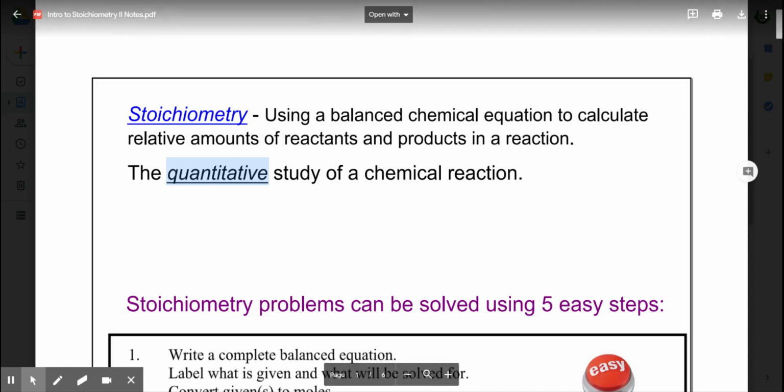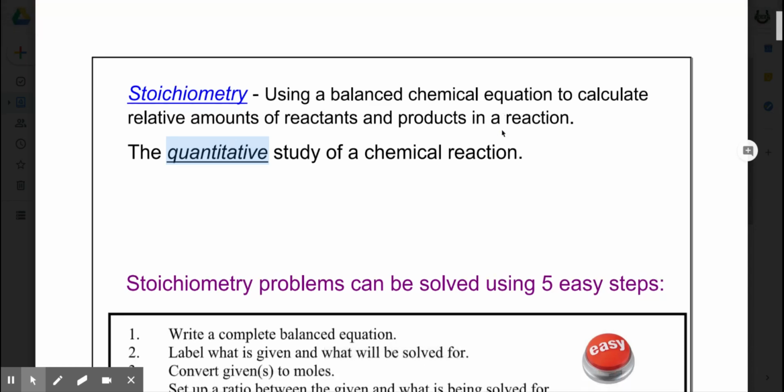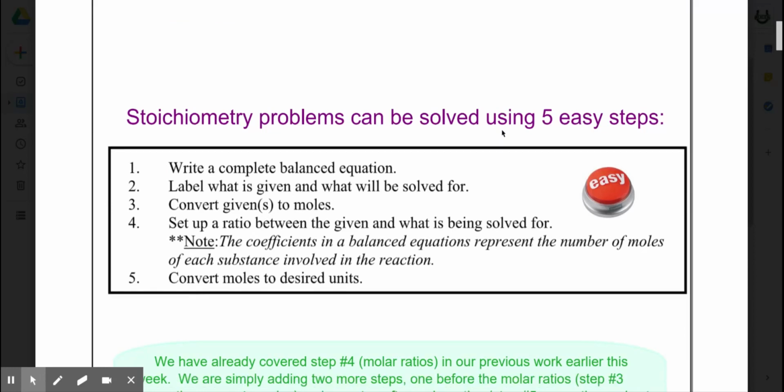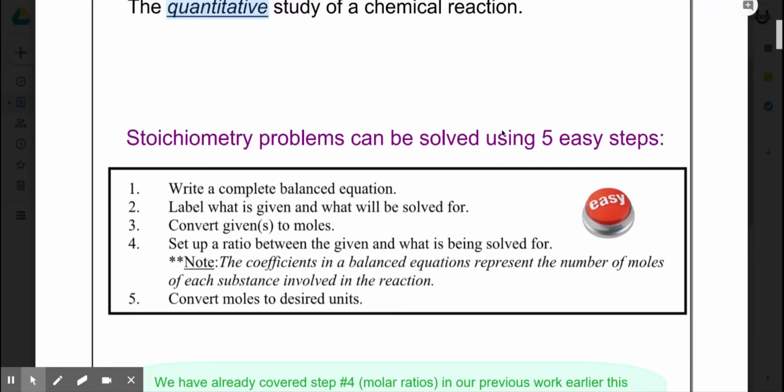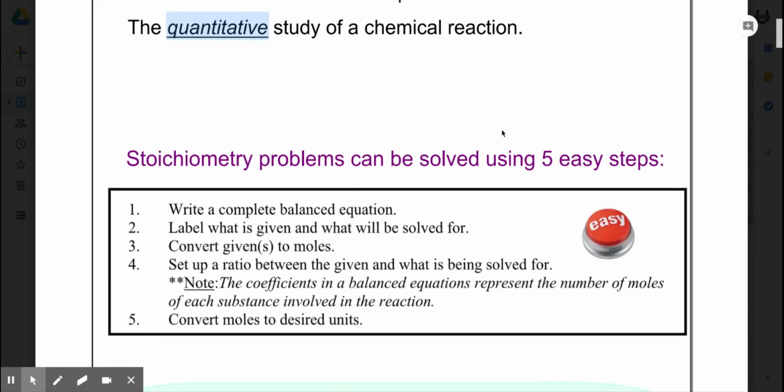I believe that we can solve any stoichiometry problem by using 5 easy steps. Now would be a good time for you to pause the video and copy these 5 steps down so you can refer to them as we go through this PowerPoint.